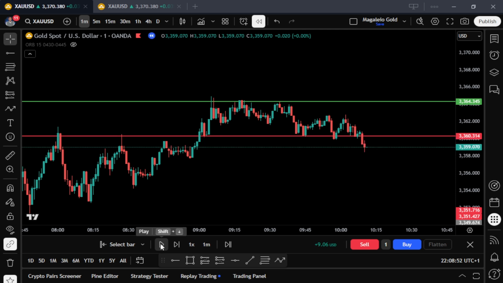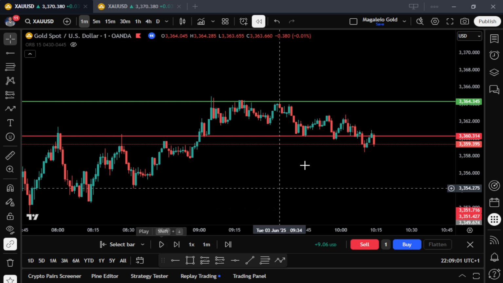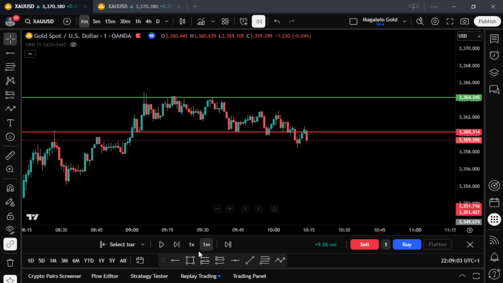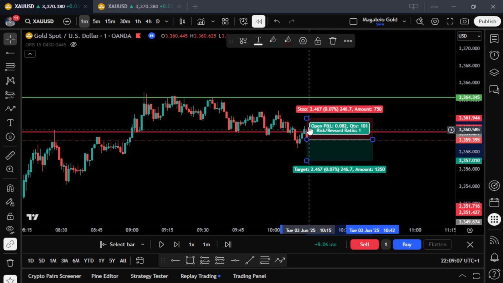Boom, we've gotten our break. So let's wait for a retest. Okay, guys, we've gotten our retest. We've gotten our confirmed retest, guys. So we're stepping into the market. We're taking a short here at the end of this candle.